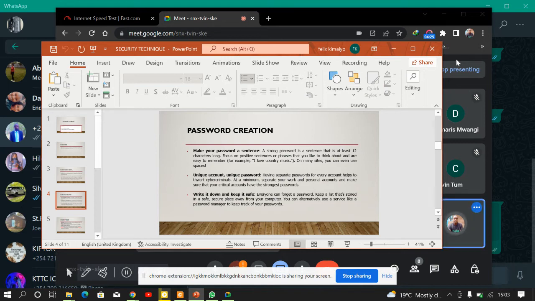You can say that the first step is make your password a sentence, something that is easy to remember. Then you can see a unique account or unique password. Can somebody read for me that? Like having a separate password for each account? Just read.